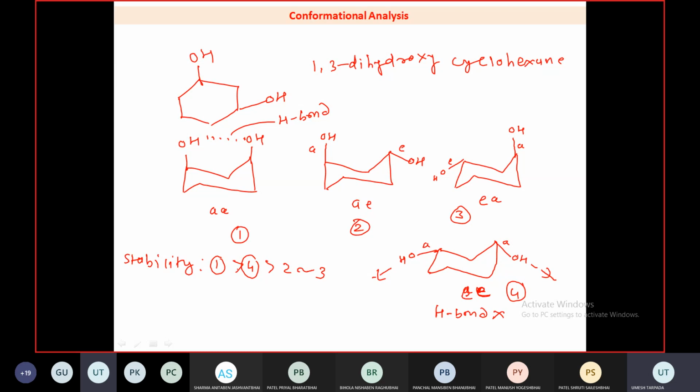Okay, so now I think we will stop here. Probably we will take one more lecture, especially for this type of conformational analysis.